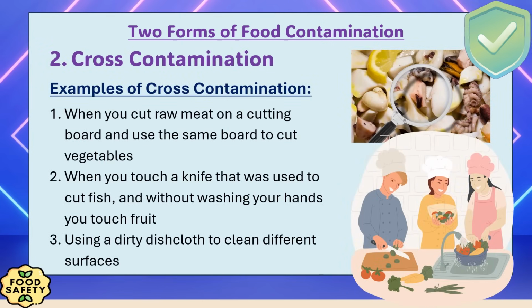Examples of cross-contamination: 1. When you cut raw meat on a cutting board and use the same board to cut vegetables. 2. When you touch a knife that was used to cut fish and, without washing your hands, you touch fruit. 3. Using a dirty dishcloth to clean different surfaces.